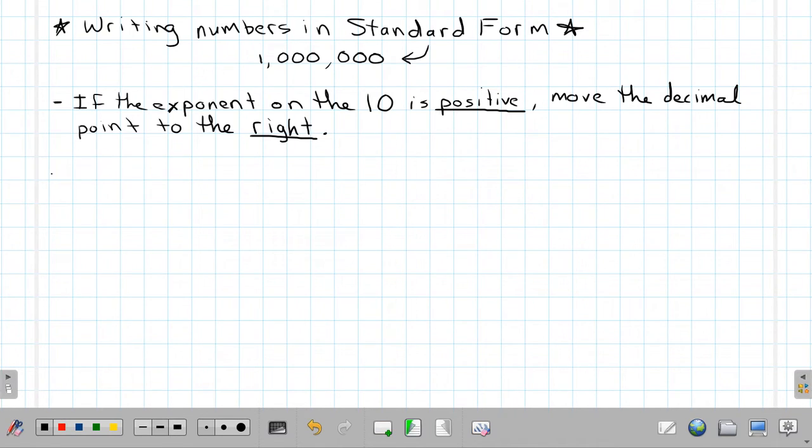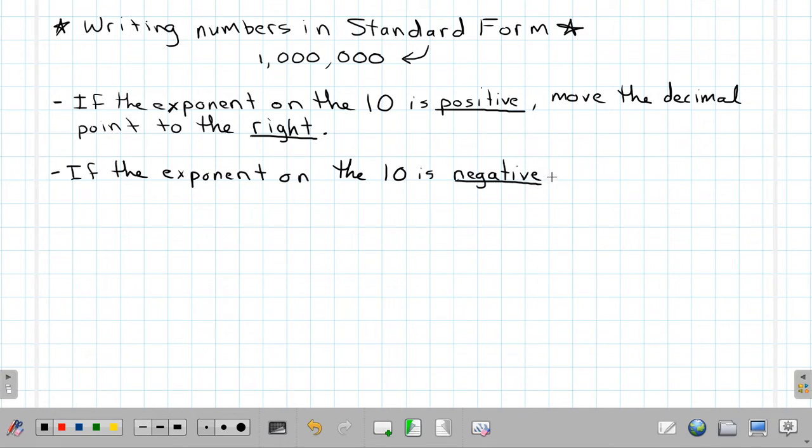On the flip side of that, if the exponent on the 10 is negative, we're going to have to move the decimal place. So if it was positive and we moved it to the right, you could probably guess that we're going to move the decimal point to the left.